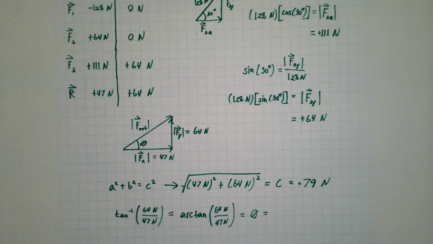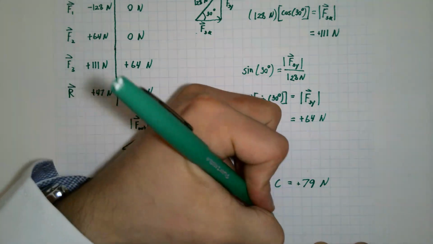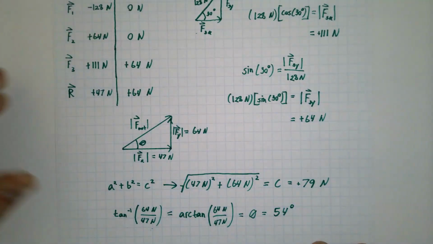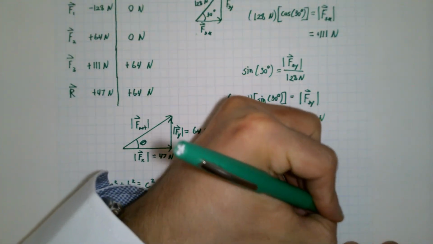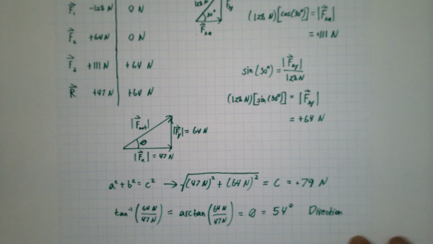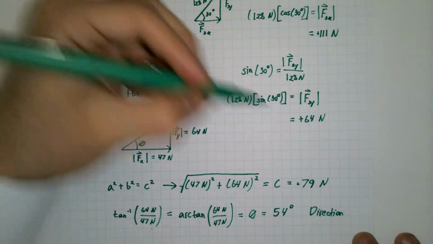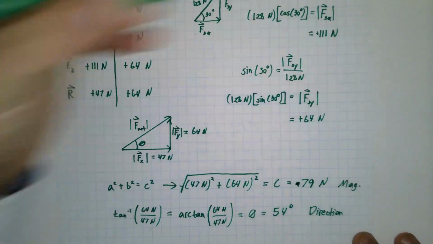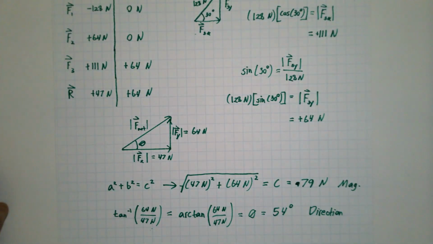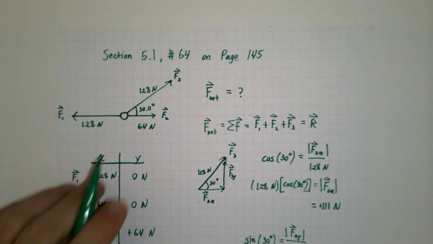We find that it is 53 degrees. 53.7, so I have 54 degrees. Here is our direction. And right above it, 79 newtons. We don't need the positive or negative because this is just the magnitude, and the direction is given by these 54 degrees, so I'm going to remove that positive. We have now found the net force that is acting on this ring given these three forces.